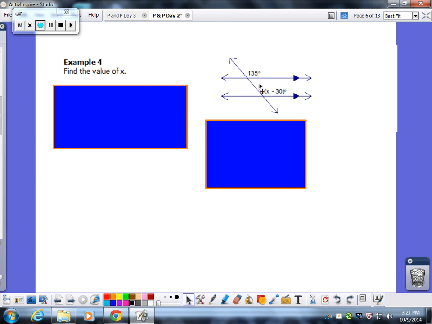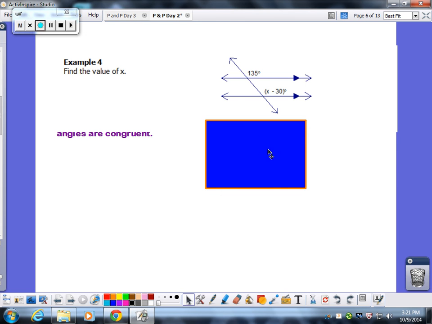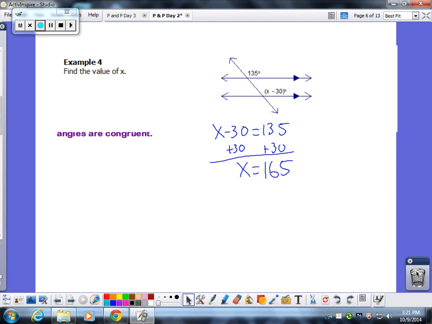This one again, these two angles are corresponding. 135 is equal to x minus 30 because of corresponding angles. We solve and we get x equals 165.